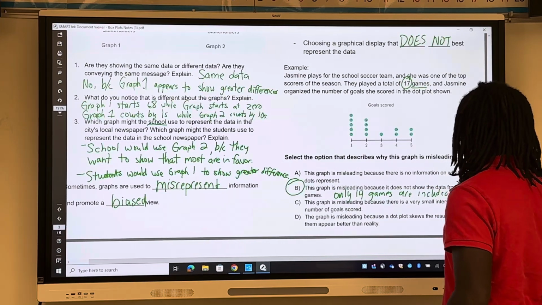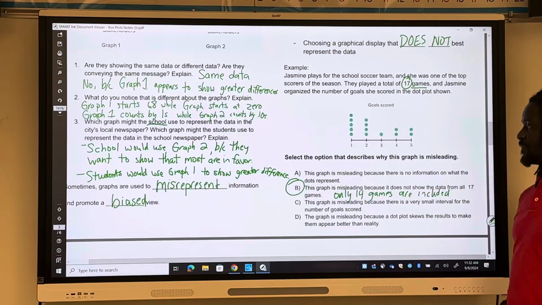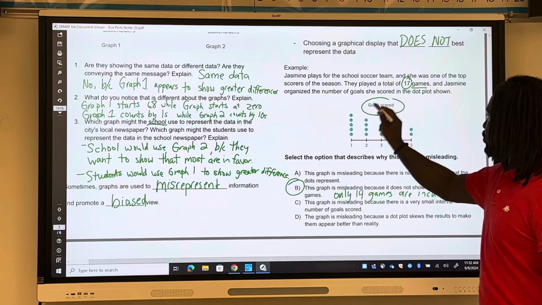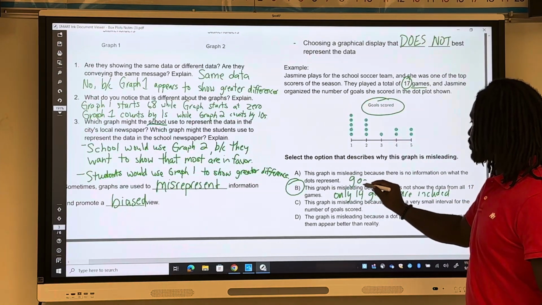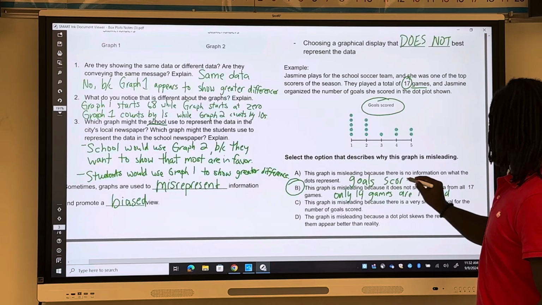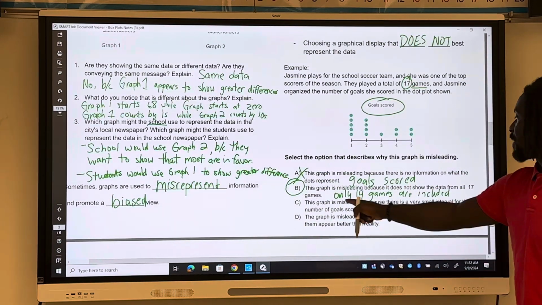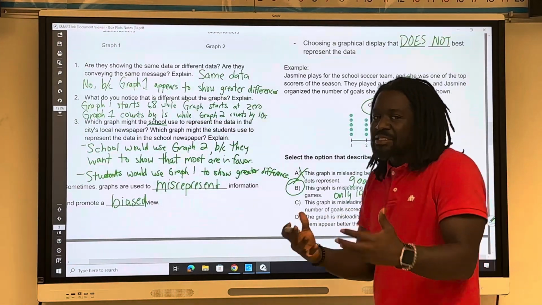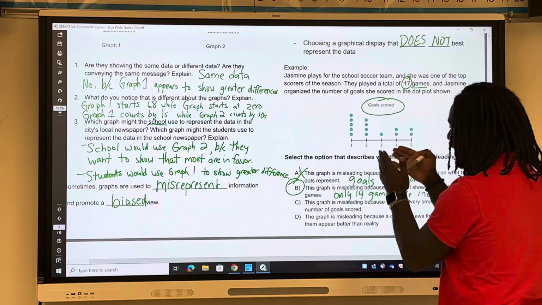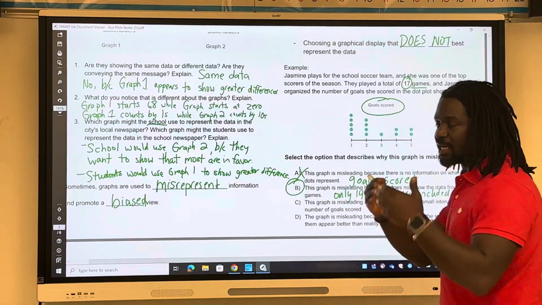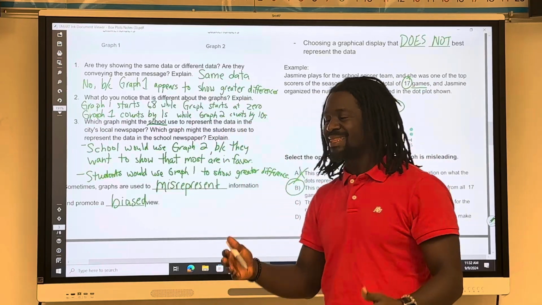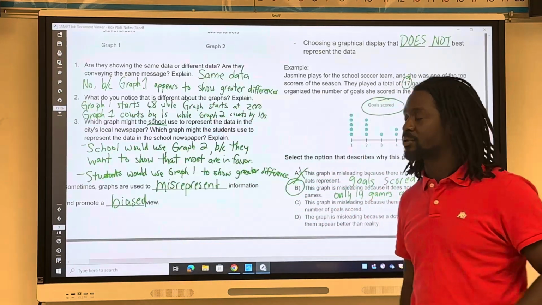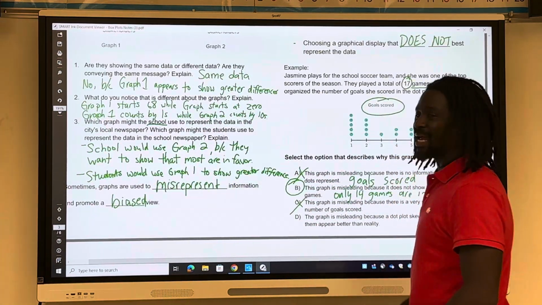If you look at the other ones, this graph is misleading because there's no information on what the dots represent. That's not true because it shows that the dots represent the goals scored. So I know answer A was not correct. The graph is misleading because it is a very small interval of the number of goals scored. That's not really true because it is counting by ones up to 5. And if we know soccer, this is accurate. You're not scoring a ton of goals in soccer. That's based on what I know about soccer.